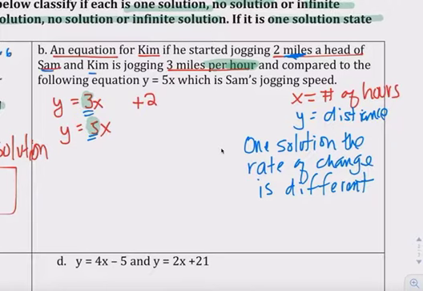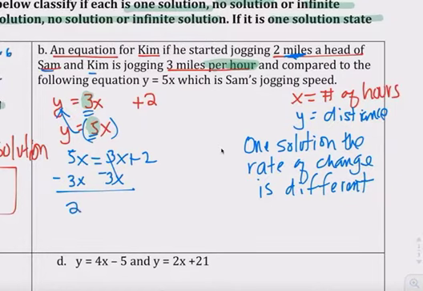So let's see. If that's the case, you use substitution. You get 5x equals, I'm substituting that into here, 3x plus 2. Okay? So we know it's one solution. So when we do that, you minus 3x, minus 3x. You get 2x equals 2. Divide by 2. X is 1.